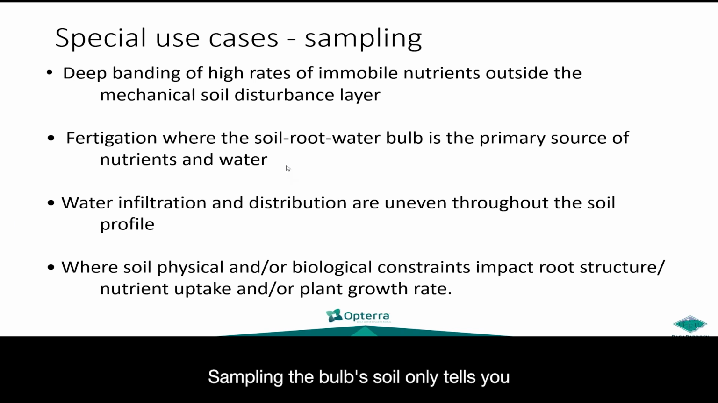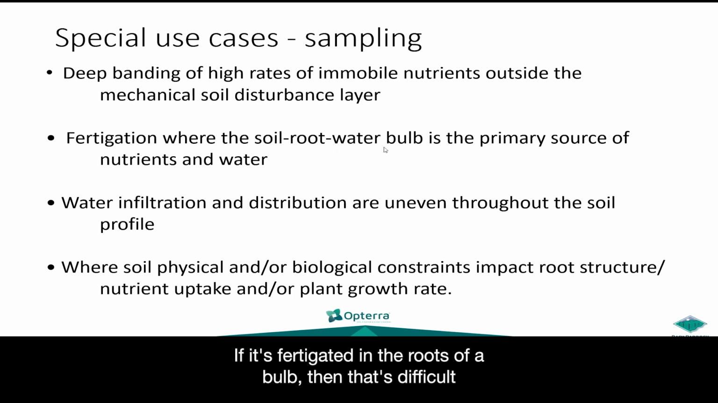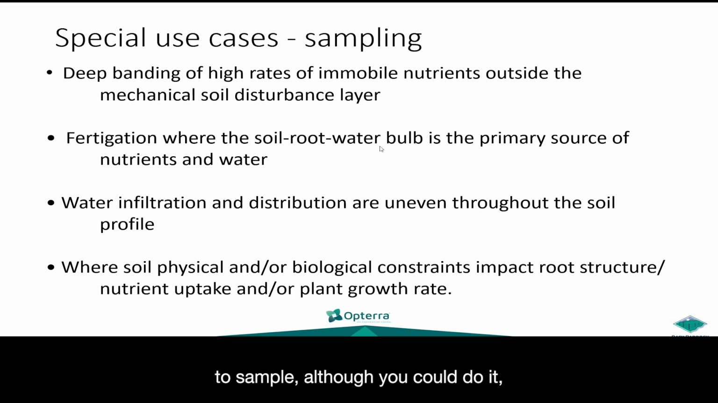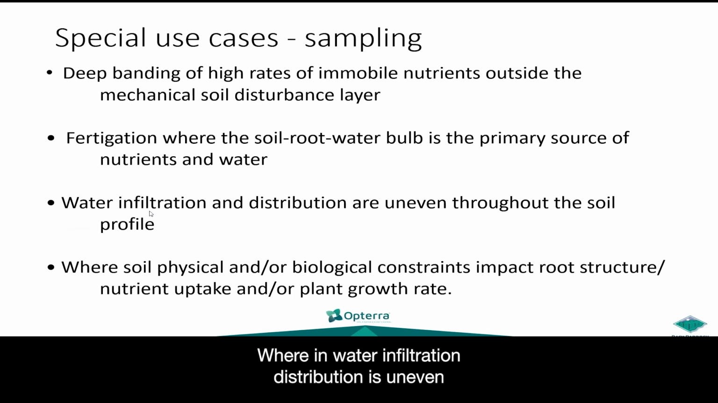Sampling the bulk soil only tells you what the roots might see partially when you've had rainfall. If it's fertigated in the root bulb, then that's difficult to sample, although you could do it. But the plant is ultimately the one that's integrating these things, so it might be the best thing to sample. Where water infiltration distribution is uneven through the soil profile, ask the plant, its roots are doing the sampling.